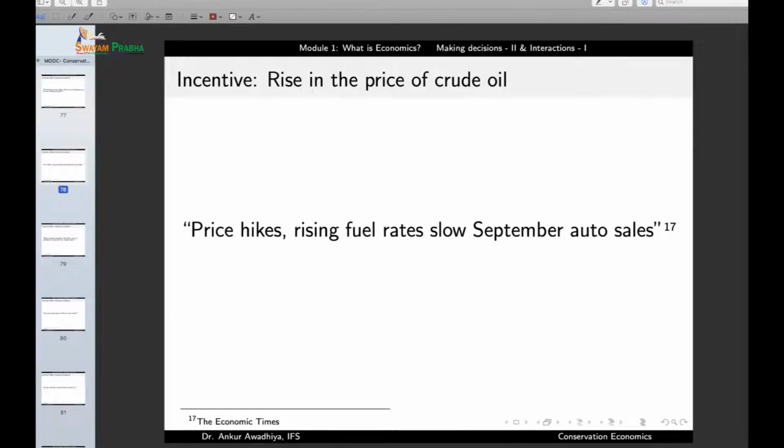So what will be the impact? So people are now shifting away from the SUVs. People do not want to have a vehicle that is putting a big strain on their budget.